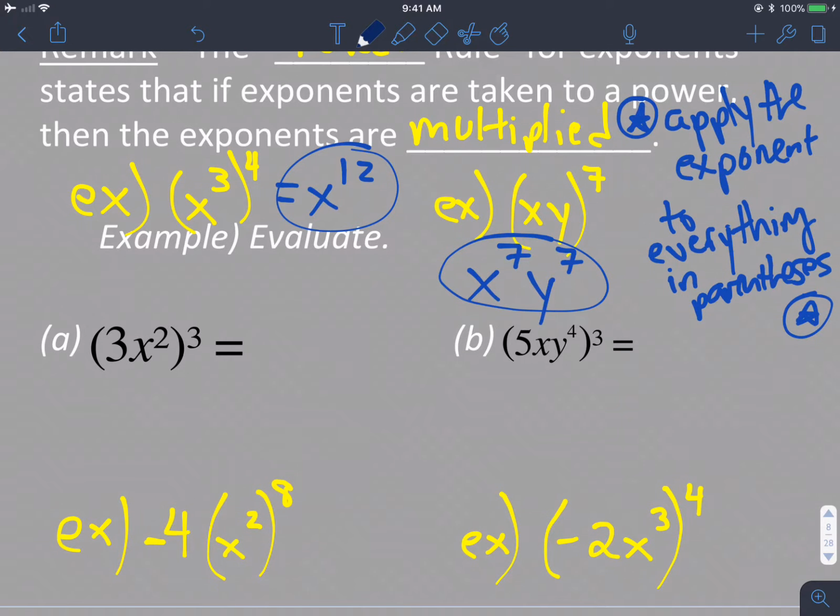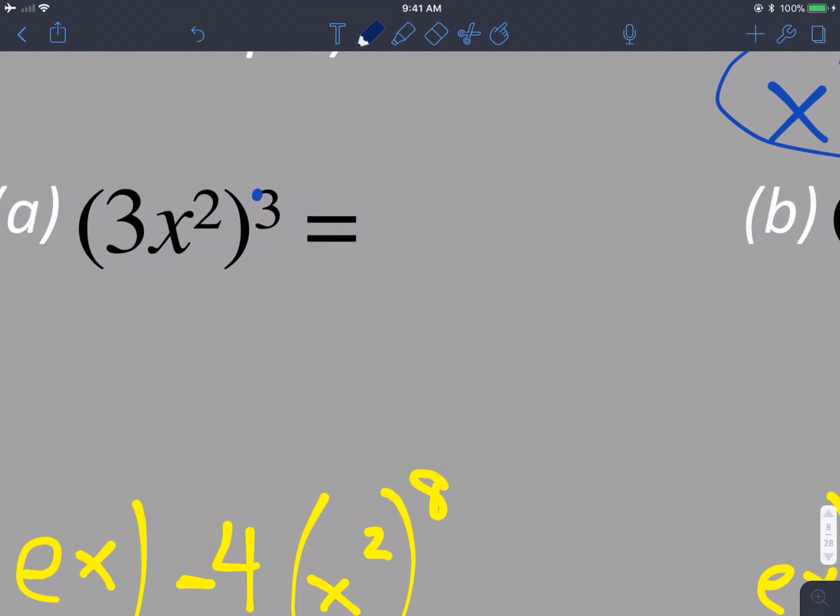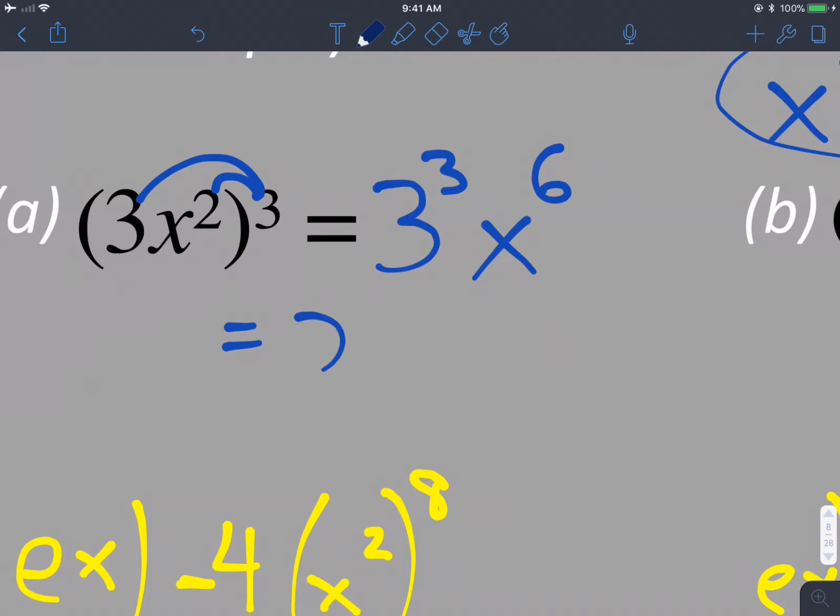Another one that we'll do, like this, is where you have to remember to apply the exponent to both things. Because this actually becomes 3 to the 3rd power, x to the 2 times 3, 6. But now you have to say to yourself, what's 3 to the 3rd power? 3 times 3 is 9, 27. This would be 27x to the 6th.